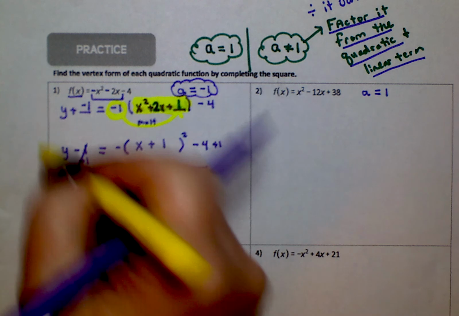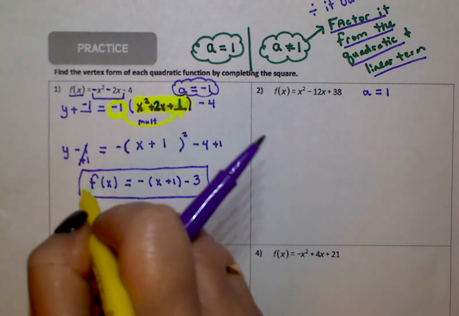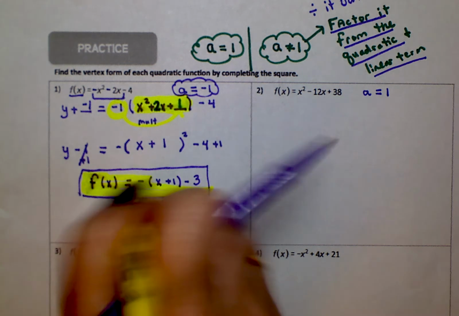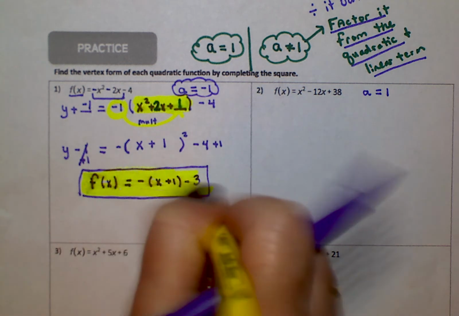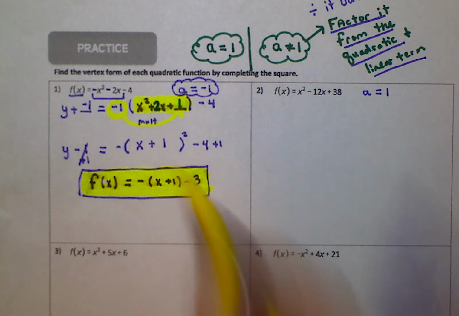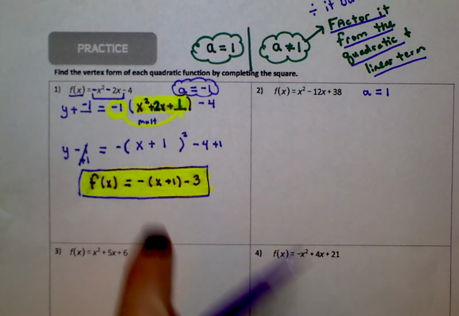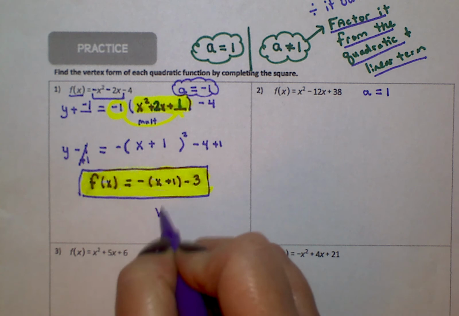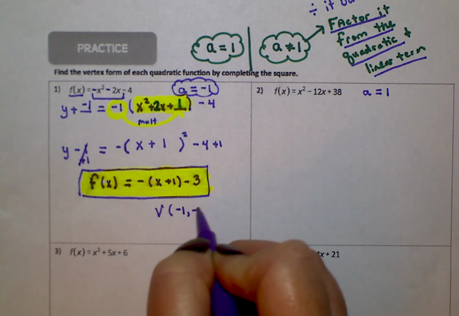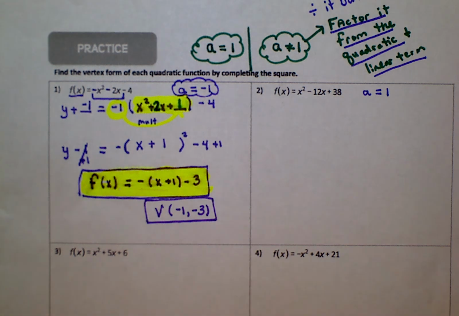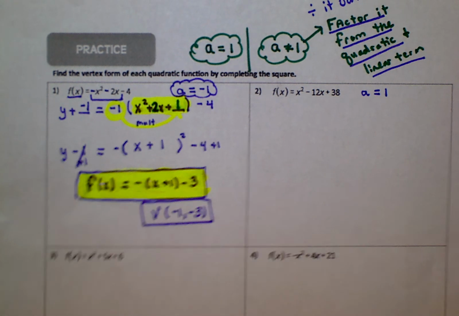It's always easier to put that y down first and just go back and change that y to f of x at the end. Now, when you look at that vertex, remember, the inside number is the opposite sign, and the outside number is the same. So your vertex would be at negative 1, negative 3.